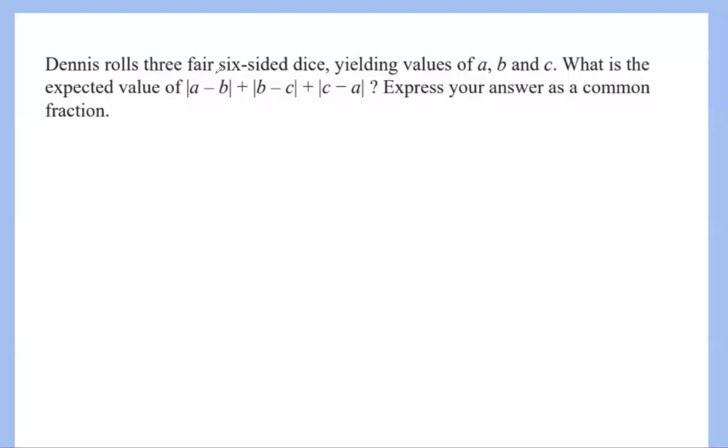Okay, and this rolls 3 fair 6-sided dice yielding A, B, C, and we want to find the expected value of this sum. Since we roll a fair die, getting A, B, and C are equally likely. For that reason, A minus B, B minus C, and C minus A are symmetric, so we can actually find the expected value of only one of these and multiply by 3 to make it a bit easier.